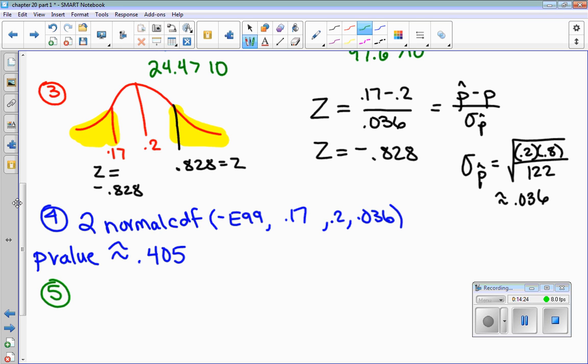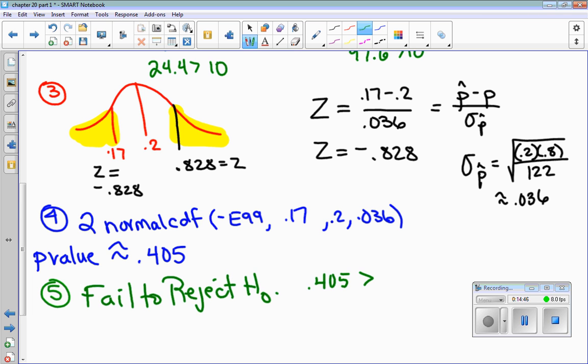Which means, did it happen by chance? Can I reject anything? No. Okay, I have to fail to reject the null. So I really want you to say those words. We're going to fail to reject the null because 0.405 is greater than 0.05. P is greater than alpha.